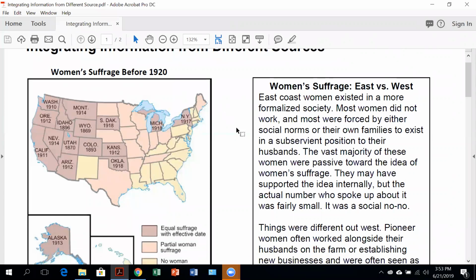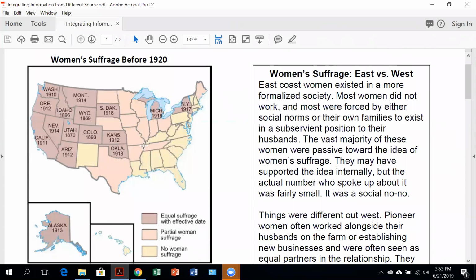So here I go. All right, guys, I'm kind of a visual learner, so I'm going to start with this map. I see a map of the United States. And always when I look at a map, I want to look at two things first. First of all, I want to look at the title, and I can see that it says women's suffrage, or women getting the right to vote, before 1920. And always with the map, you want to look at the key down here.